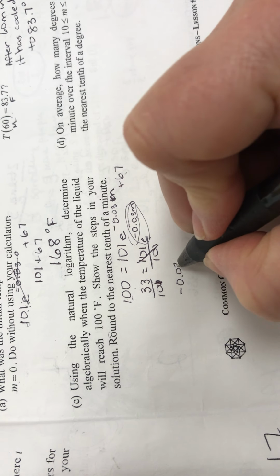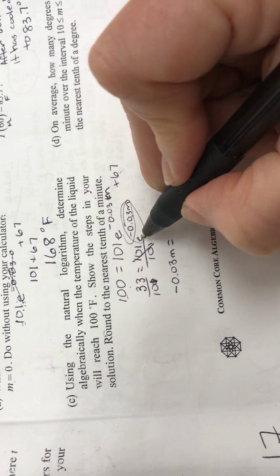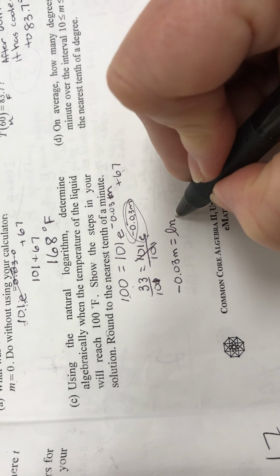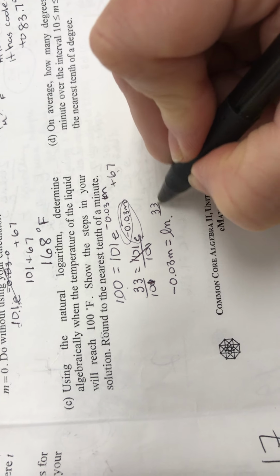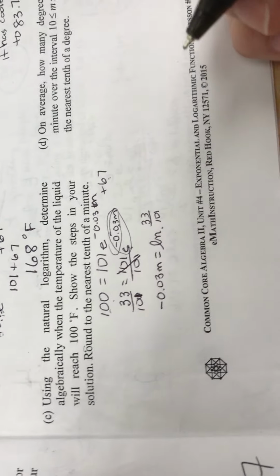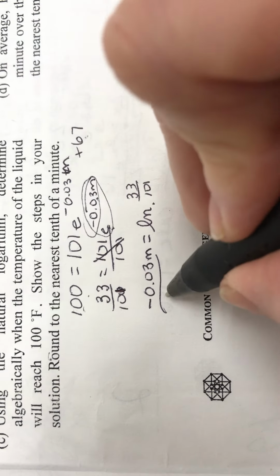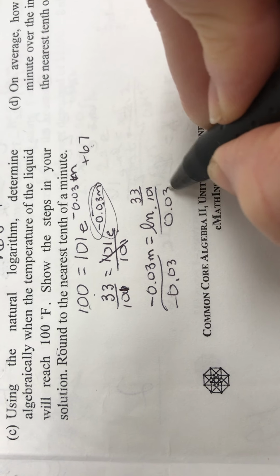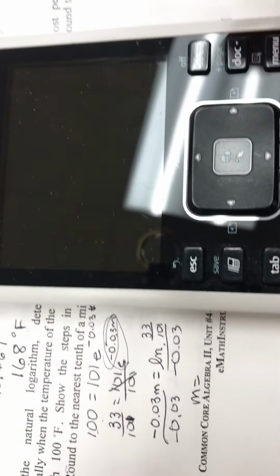So now I have exponent equals log. Negative 0.03 M equals log e, but we know log e really means ln with a base e, of 33 over 101. Don't worry about putting that in the calculator, just like we didn't in class. Divide to get M by itself, and then type that into your calculator.